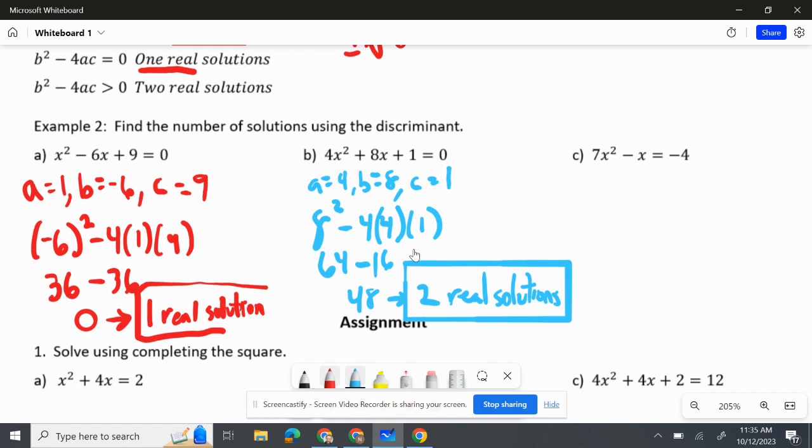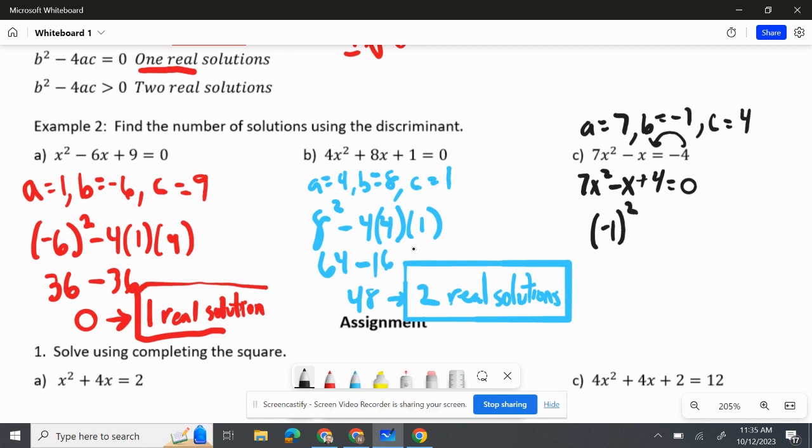And for our last one, I'm going to move the 4 over. So that gives me 7x squared minus x plus 4 equals 0. So a is 7, b is negative 1, and c is 4. That would be negative 1 squared minus 4 times 7 times 4. That would be 1 minus 112, which is negative 111. And that would be two imaginary solutions.